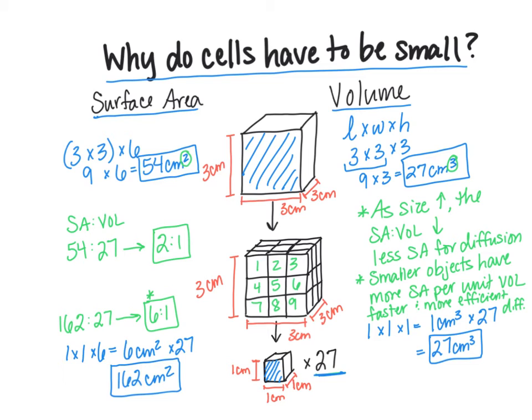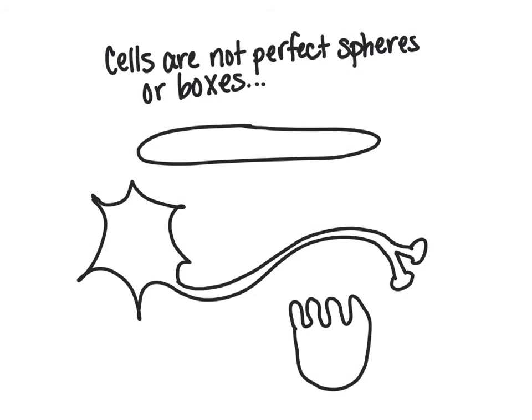But if you put an identical piece of candy in your mouth and you chew on it, then what you're doing is you're not changing the volume because you've got the same amount of candy that you put in your mouth, but you're increasing the surface area available for those enzymes to work on. Another thing to note is that cells are not all perfect spheres or boxes.